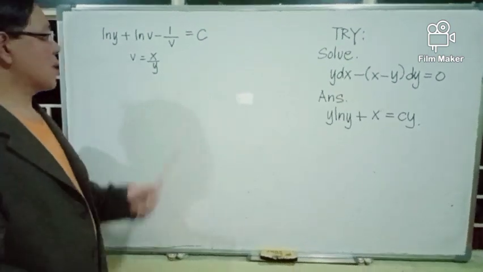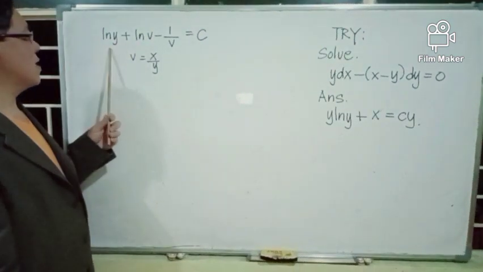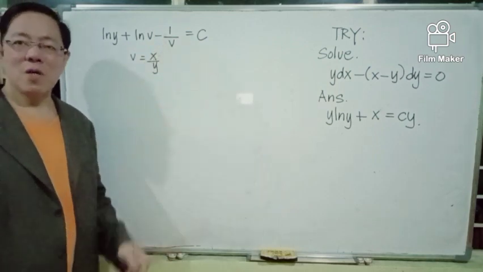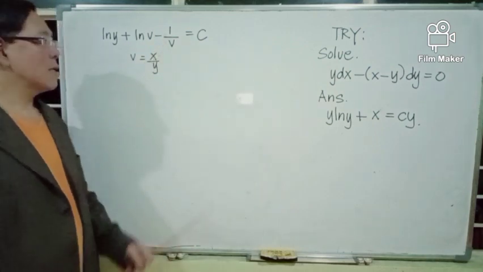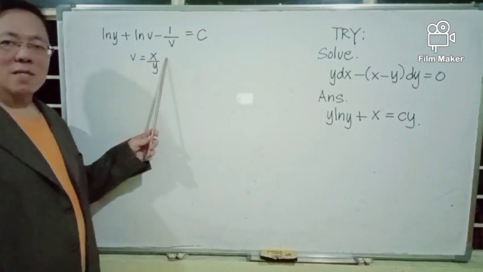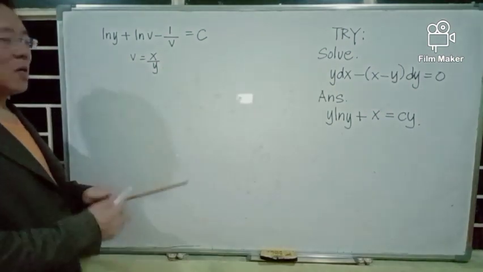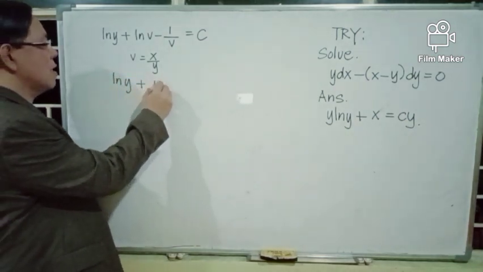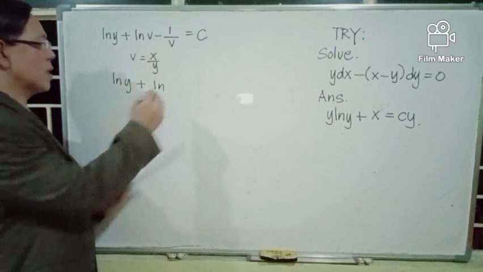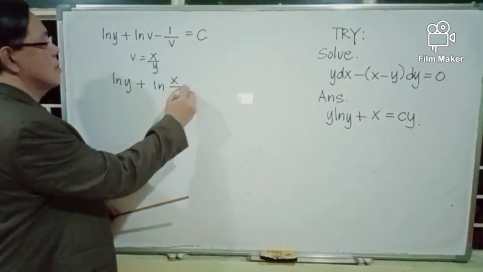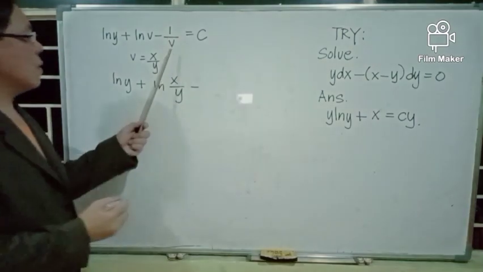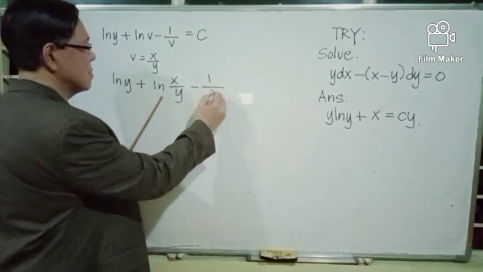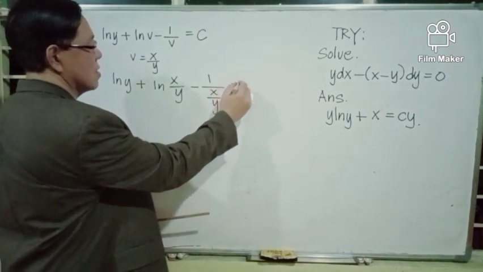To continue, we write the last equation we obtained, ln of y plus ln of v minus 1 over v equals c, in terms of the original variables x and y by replacing v with y over x. We have ln of y plus ln of y over x minus 1 over v. v is y over x, equals c.